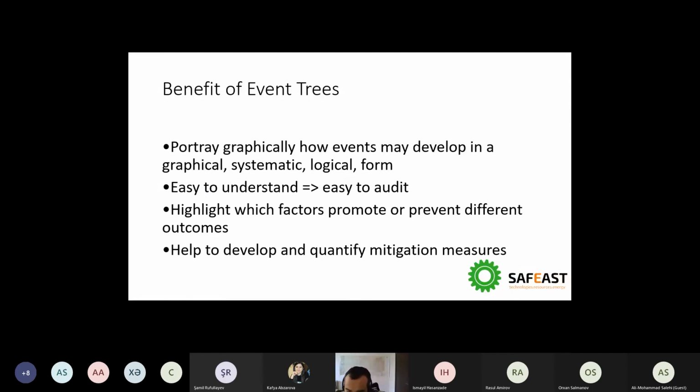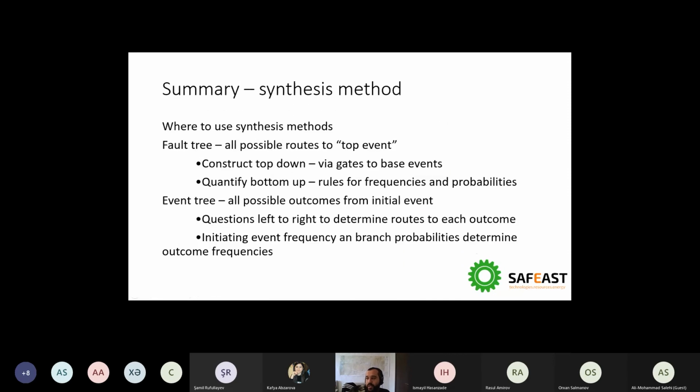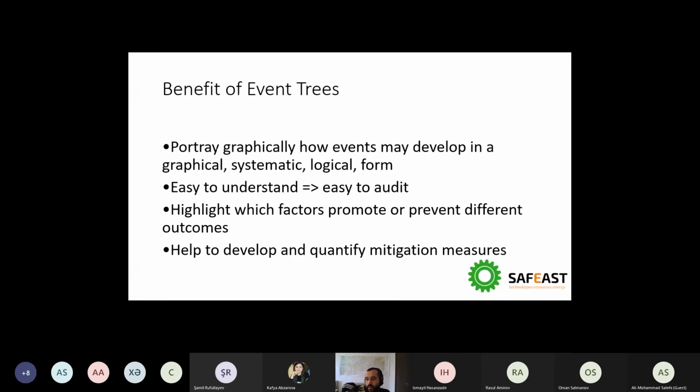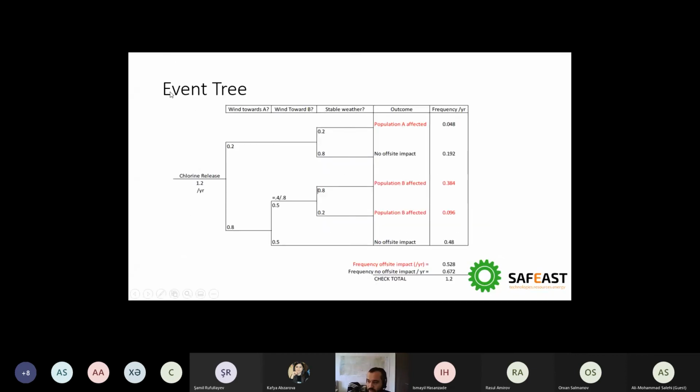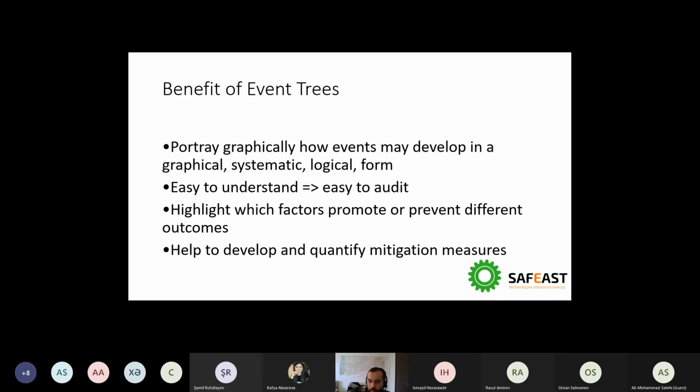So then the question could be, what's the benefit of actually doing all these event trees? Basically, it portrays graphically how events may develop. So you have a better illustration of the event happening, from the release to the event. And it's easy to understand, easy to audit. You can see that this one-page graphic is better than maybe a two-page report. And it describes basically all the outcomes.